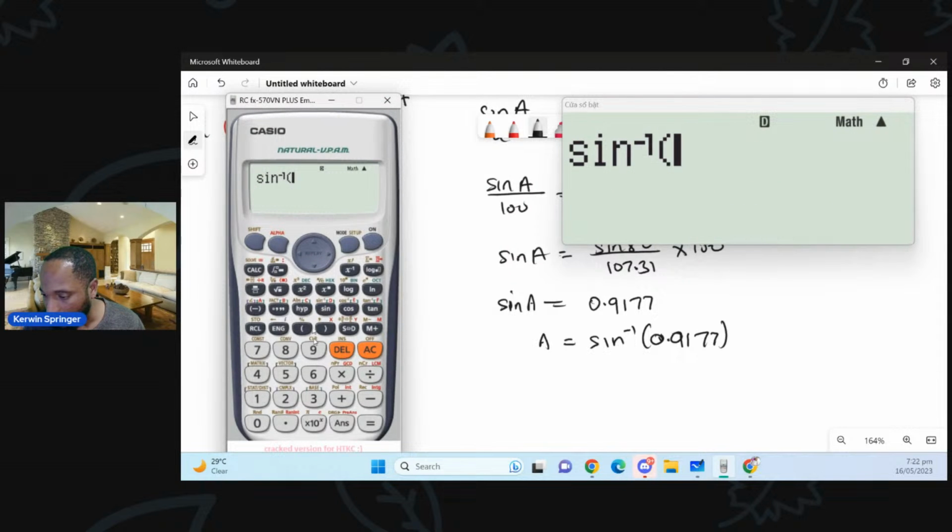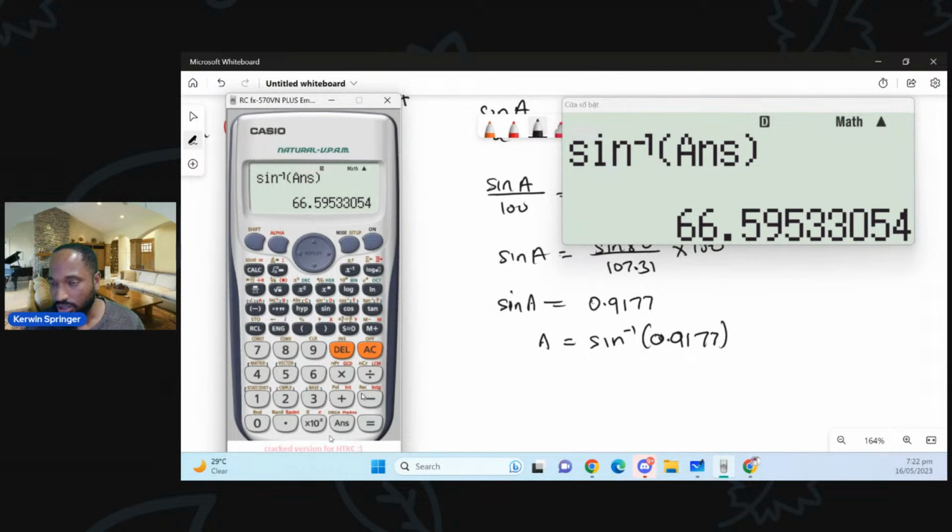So shift sine inverse of the answer is equal to 66. You all got that? About 66 degrees. I'll put the answers now.